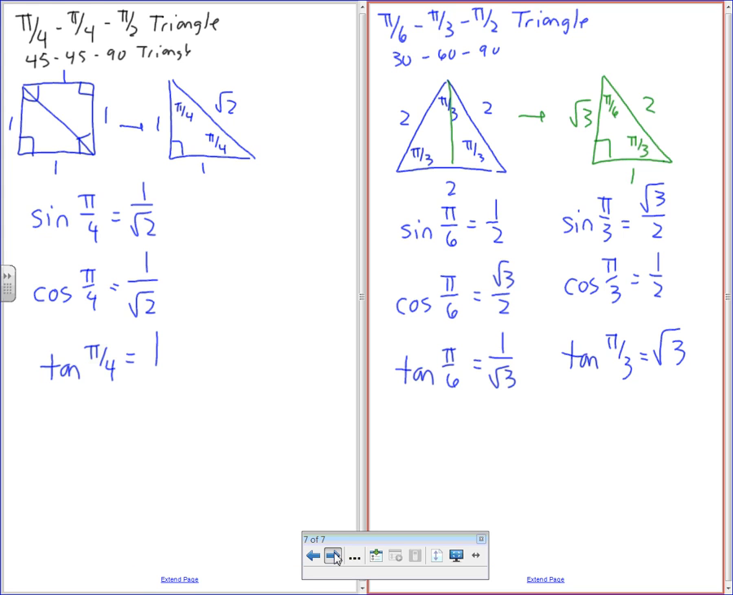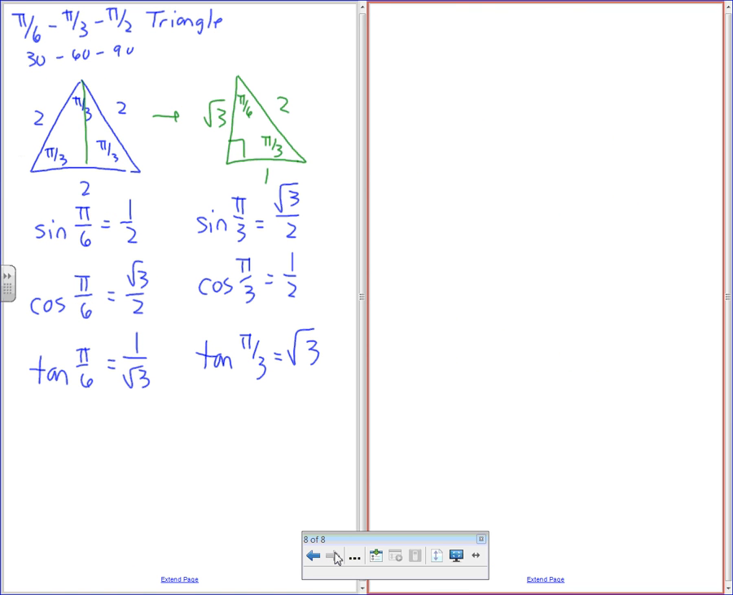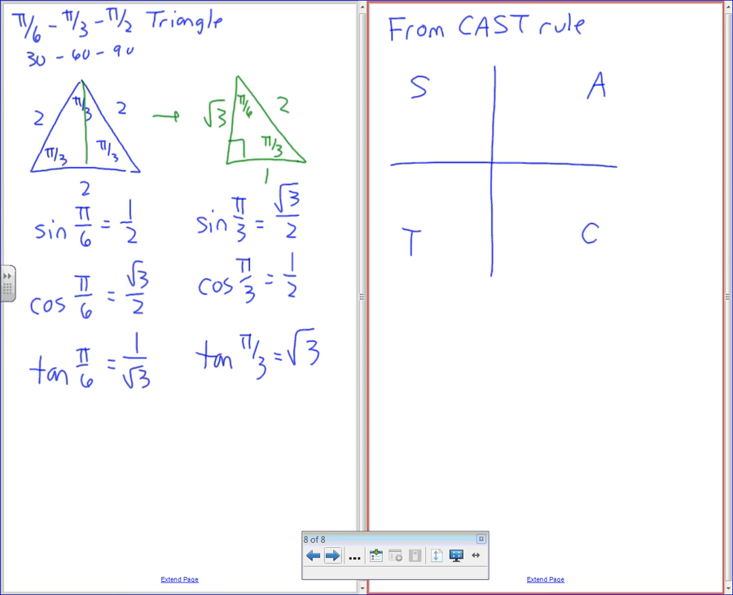Okay, so those are the special triangles. Other things to know is that from the circle, actually from the CAST rule. Here's the CAST rule. Can someone tell me what CAST is all about? No, not you. Can somebody tell me what the CAST is all about? Oh my goodness, one person knows. Amy, go.